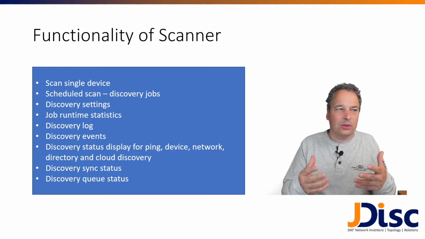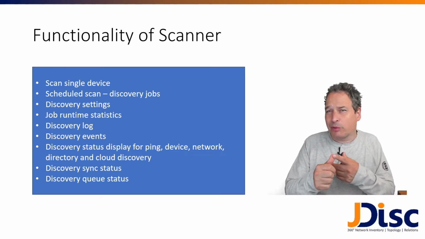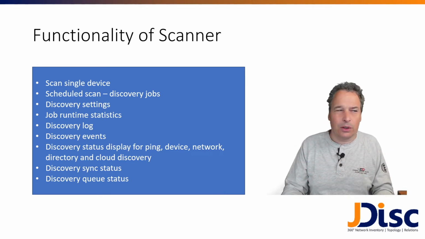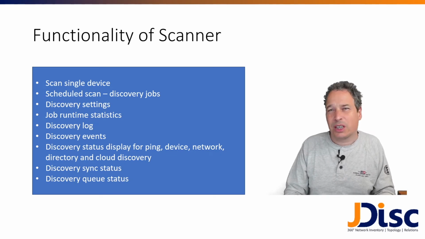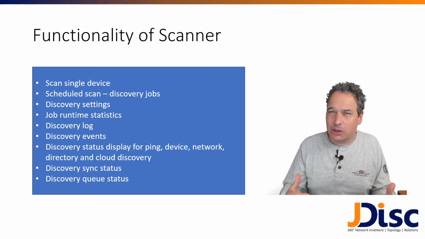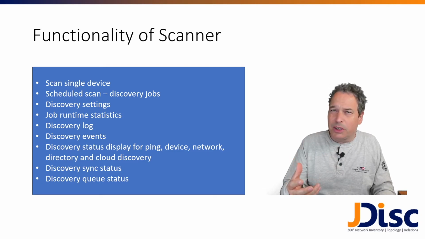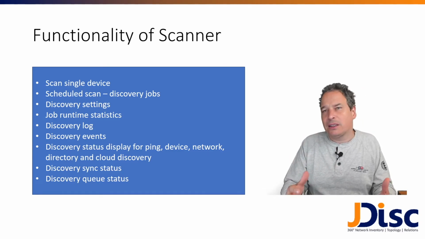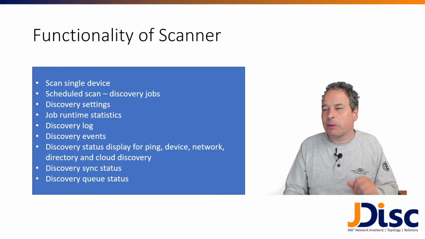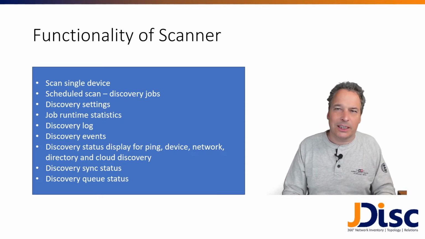Of course, the status during the discovery, for example, for the ping, device, network, or directory or cloud discovery, tells you what the system is doing at the moment. Sync status between discovery servers, and, as I said, the queue status. So that's what you can see, and that's what we will look at now in an online session.